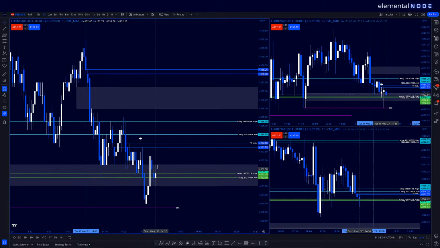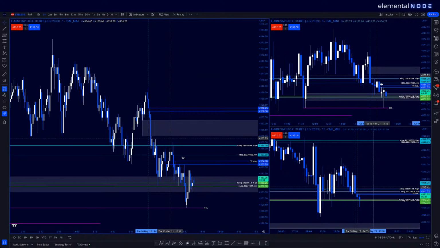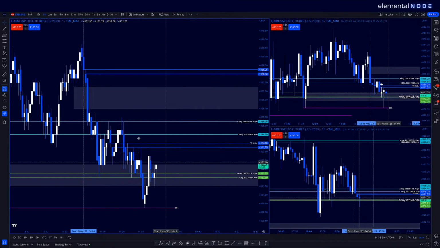We have another imbalance in the 1-minute chart. I'll leave that open since it's right above the new week opening gap. I want to see price go into this area up here. This is really messy. Nothing here is clear.